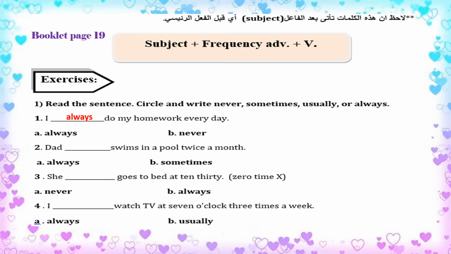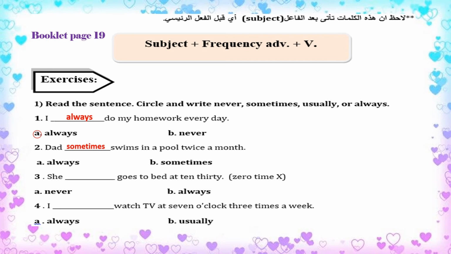Number 2, Dad swims in a pool twice a month. Think of it. Twice a month. Excellent. Sometimes. Why? Because here we have twice a month. It's not daily. So we will use sometimes.